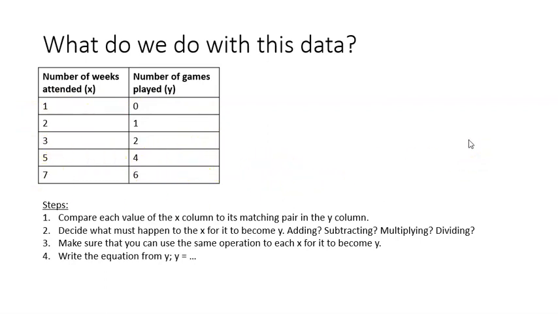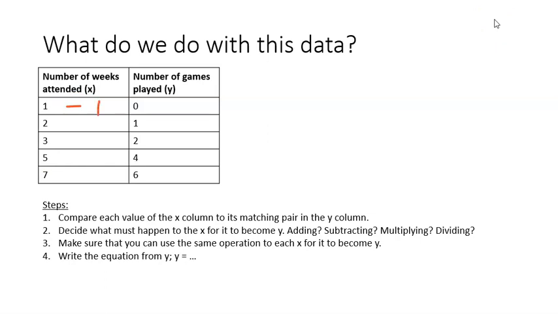Step 2, decide what must happen to the X, this one here, for it to become Y. Are we adding? Are we subtracting? Are we multiplying? Are we dividing? Step 3, make sure that you can use the same operation to each X for it to become Y. So what happens for 1 to become 0? Are we adding? Well, obviously not. We're not multiplying. We're subtracting by 1. So 1 minus 1 is 0.